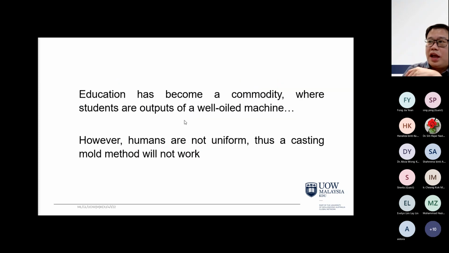Okay. Now, education has become a commodity, where students are outputs of a well-oiled machine. Basically, students come in and during the process of 3 years or 2 years, they go through various different sections, and at the end of the day, they come out as the final product itself. So our product is basically the transformation that they have with us, in those 2 to 3 years. Now, what determines the product is basically our program learning outcome, which is driven by our program educational objectives. And for many of you who are subject lecturers or course lecturers, you have your course learning outcome.